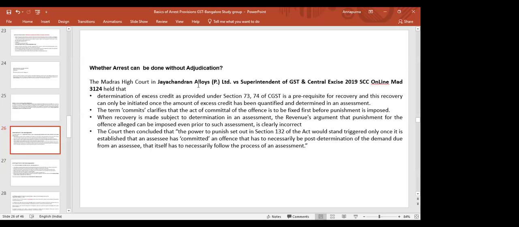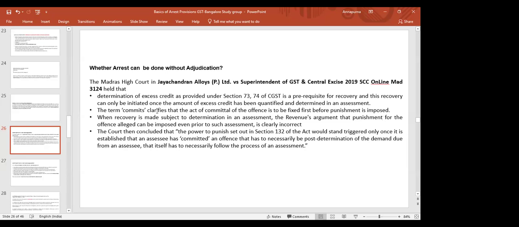In this Jayachandran Alloys case, that is my doubt when I was reading this, sir. They are saying commit. They have referred to commit. Is it not correct? It is not correct, no, sir. Because they are saying the word commit clarifies that the act of committal of the offense is to be fixed before punishment is imposed. So is this commit they are reading from Section 132(1), sir? Commit. That is not applicable, sir. So this I don't agree with, because they say the act of committal of the offense is to be fixed before punishment is imposed.